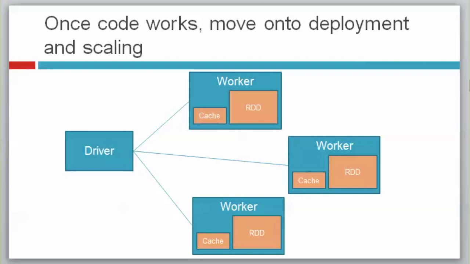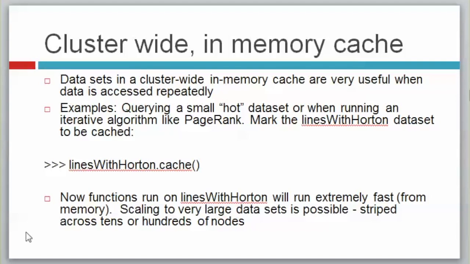There's also the topic of caching some of your data out on the workers. And in the next slide, I'll show you how to do that. So when you have a large data set in a cluster-wide system and you want the in-memory cache for very fast, in fact blazing fast access, you'll want to use the cache command here. So in this simple example, the Lines with Horton dataset would be cached in memory, and all the actions that you run across them then will run very quickly.